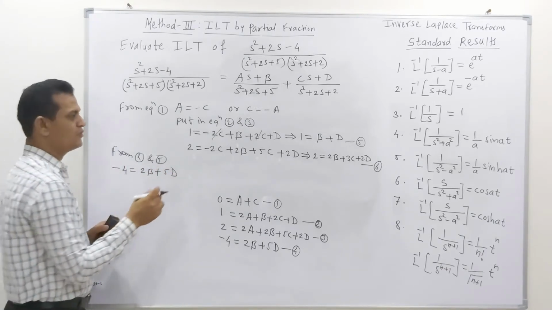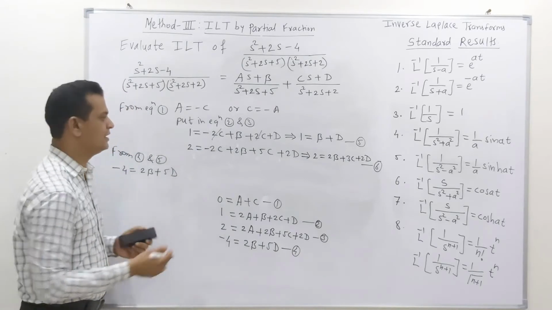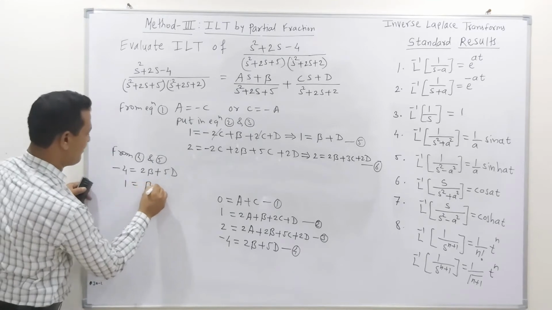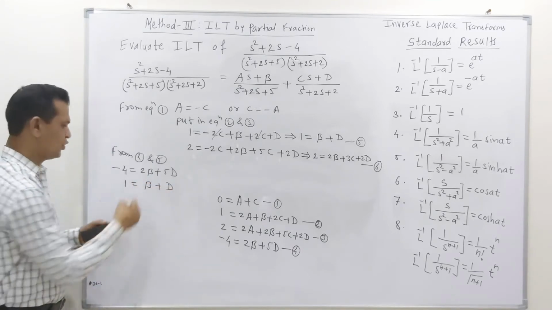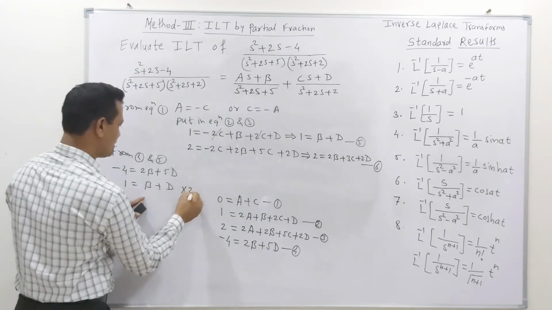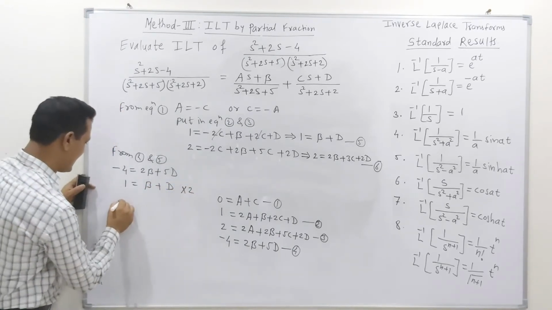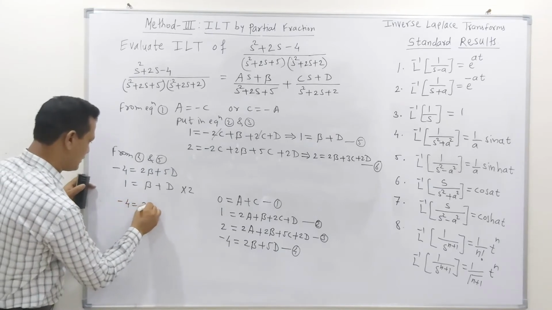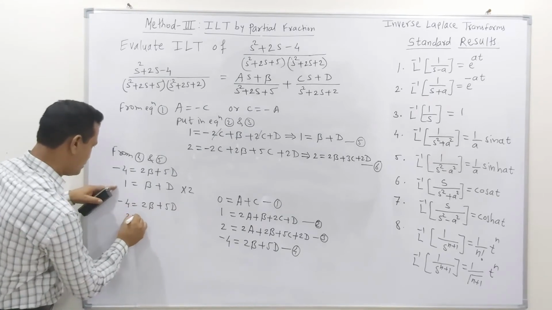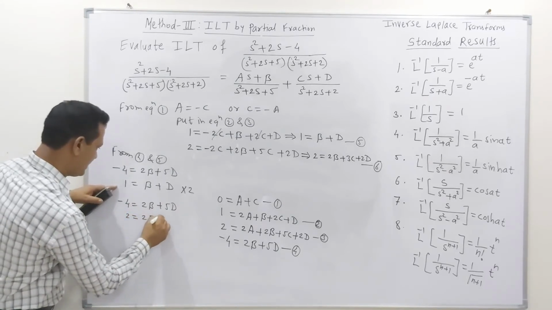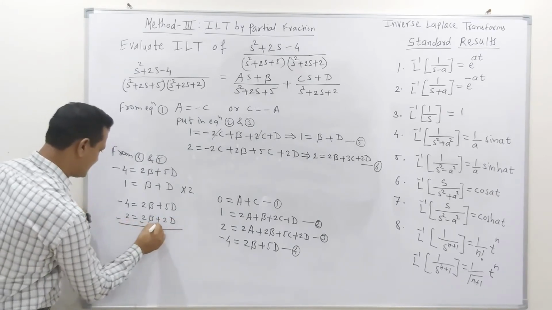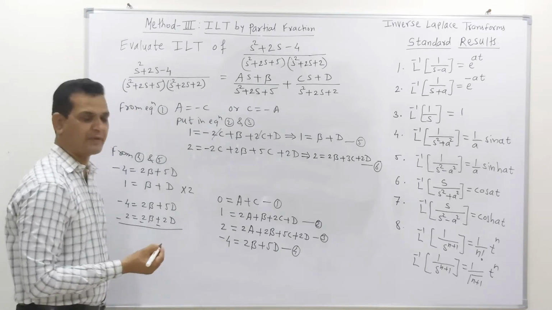So now we are interested in solving these simultaneously. So the other equation is 1 is equal to b plus d. Now to cancel one variable, multiply this equation by 2. So after multiplying this equation by 2, we get 2 is equal to 2b plus 2d, and the first is minus 4 is equal to 2b plus 5d. So take the subtraction of these terms, changing the sign while subtracting.